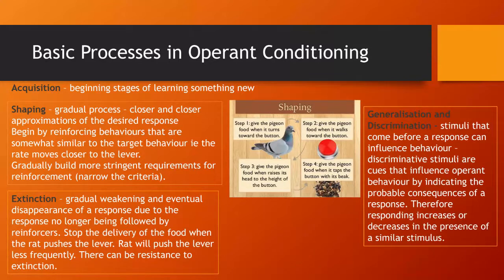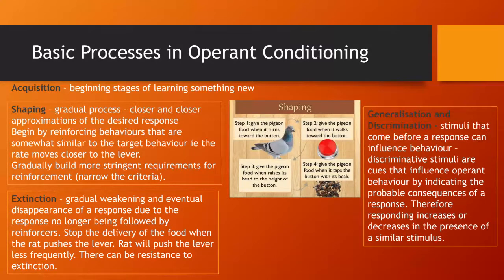Let's see the picture. An example of shaping is with our pigeon. I hope no one's scared of pigeons. I give the pigeon food when it turns towards the button. So it turns is the first behavior. You're going to start the process of shaping. You give the pigeon food when it walks towards the button. So now we're starting to shape the behavior a bit more. You give the pigeon food when it taps the button with its beak. Okay, and that's the final step. Sorry, step 3 is give the pigeon food when it raises its head and then when it touches the button. So you shaped it into linking it to that button.